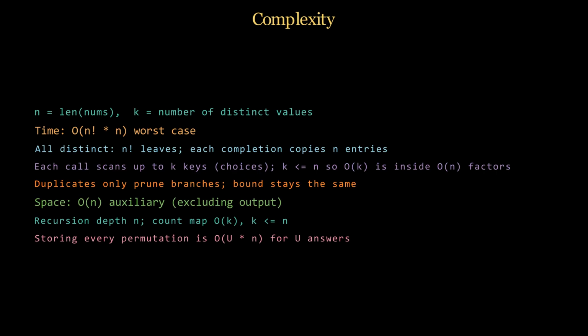Auxiliary space is O(n) for recursion depth plus a frequency map of size at most n, excluding the output list which holds the permutations of length n.